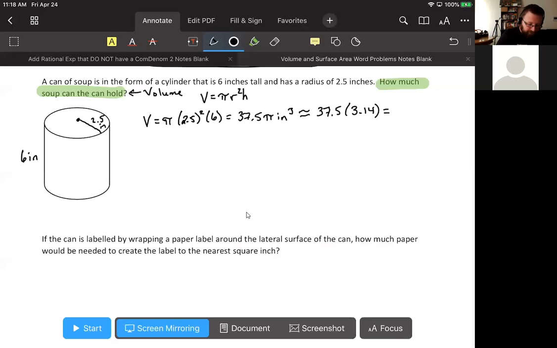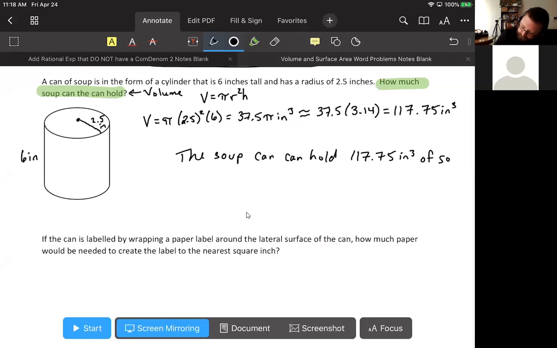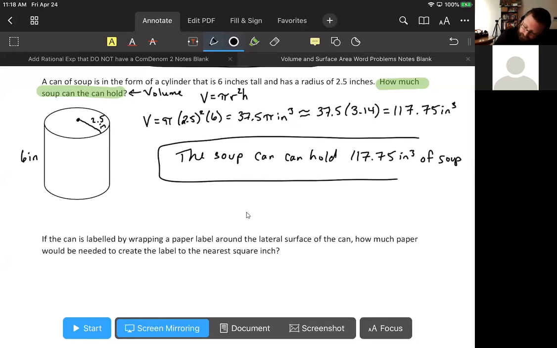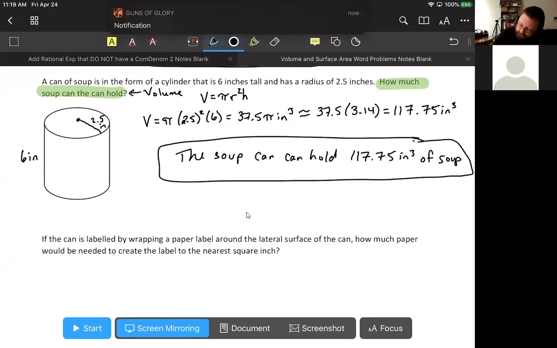So 37.5 times 3.14 is 117.75 cubic inches. Okay? So we should say the soup can hold 117.75 cubic inches of soup. And in reality, we would probably go with ounces instead, but this is a math problem, so we're just going to roll with it. Okay? So there's our volume.